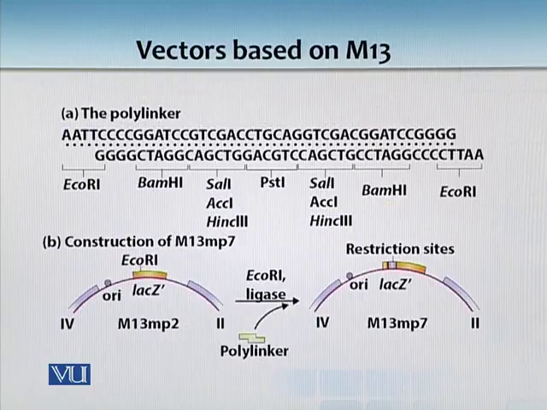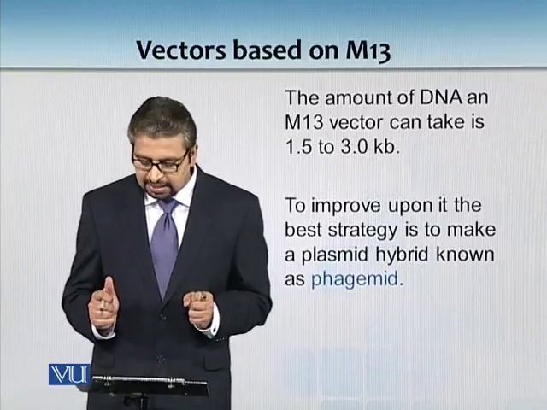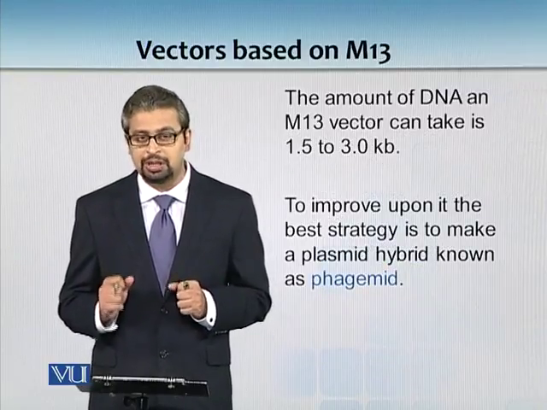Okay, now we introduce a polylinker, and that particular polylinker has a huge number of sites for various restriction enzymes. In this way, we ultimately construct it and insert this polylinker into the lacZ gene. In this way, we construct a vector known as M13 mp7, but the insert it can take is not huge. The amount of DNA it can take is only from 1.5 to 3 kilobase pairs.